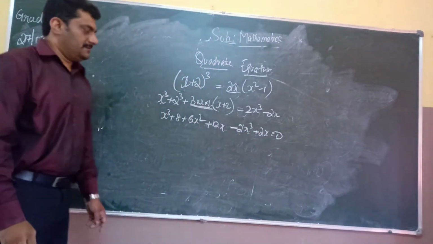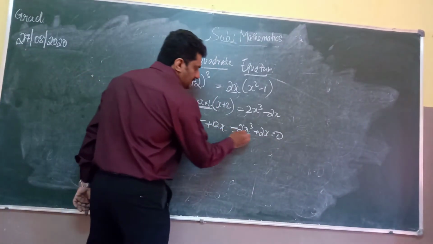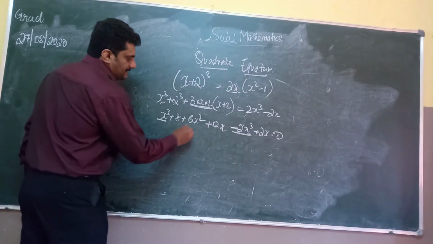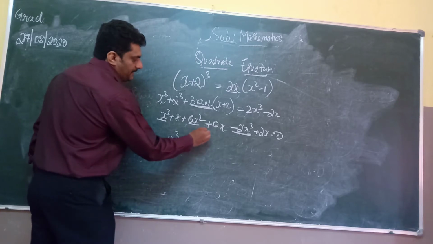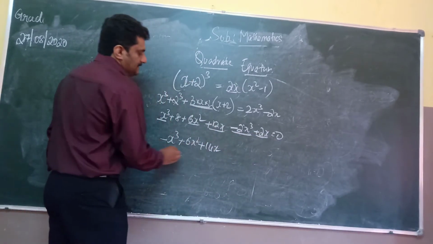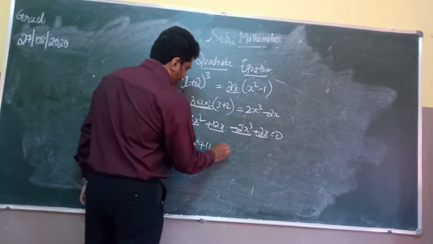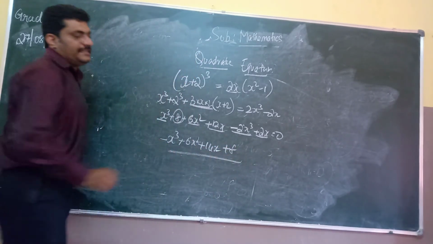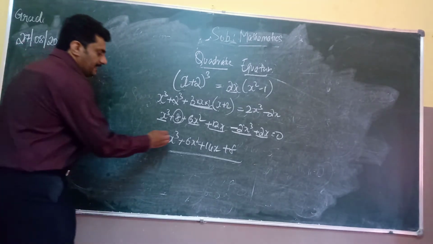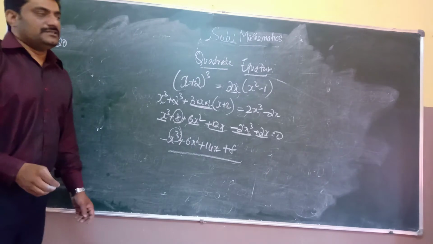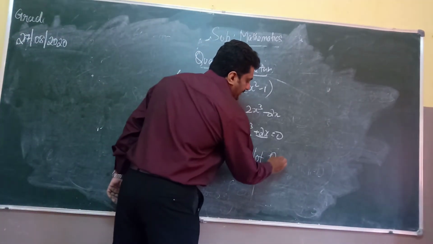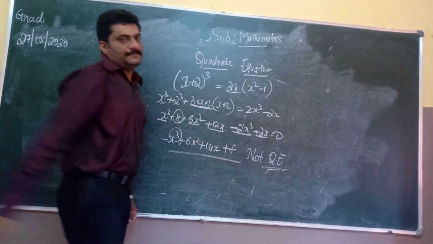What do we get? How much is this? x cube minus 2x cube minus x cube plus 6x squared. How much is 12x plus 2x? 14x. What kind of an equation is this? Is it a quadratic? It is not a quadratic. It is a cubic equation. So you can mention not quadratic equation.